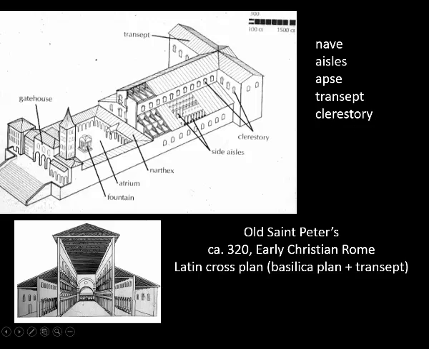Finally, we have the clerestory, a row of windows here at the top. This is not something that we see for the first time in architecture. This actually is a feature of architecture that has a long-standing history. And I bet you could guess where we first see the clerestory in architecture. And if you guessed Egypt, you would be correct.